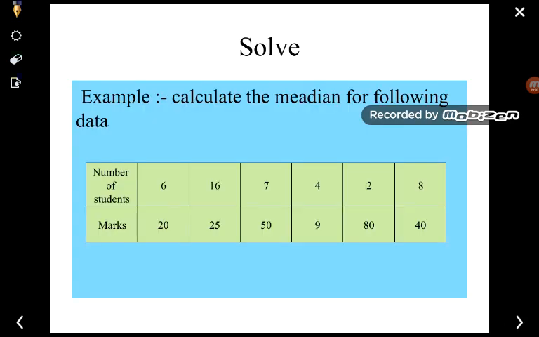This is given for your homework. Calculate the median of the following data. The number of students is already given there, and the marks are given there. So you are given the frequency as well as the variable and the number of observations. You have to find the cumulative frequency and then calculate it.